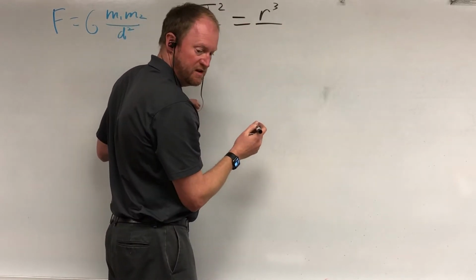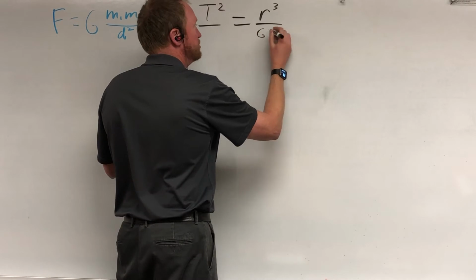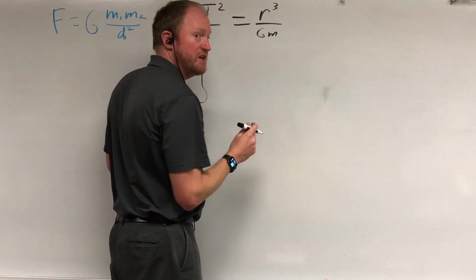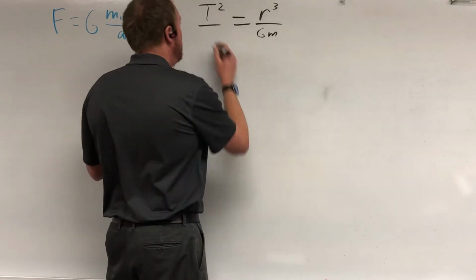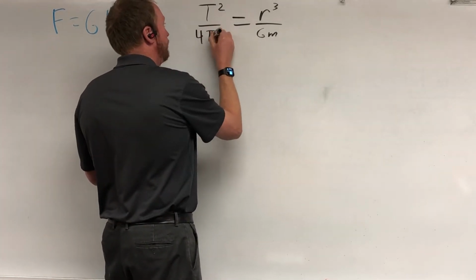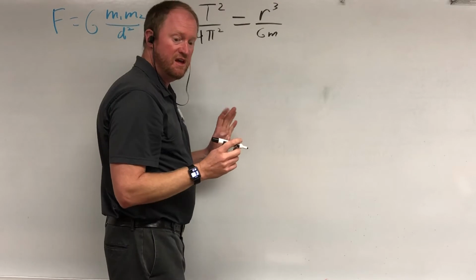R cubed is over G, the gravitational constant, times M. M is what we're trying to find, the mass of the Earth in this case. And 4 pi squared. So let's start going here.